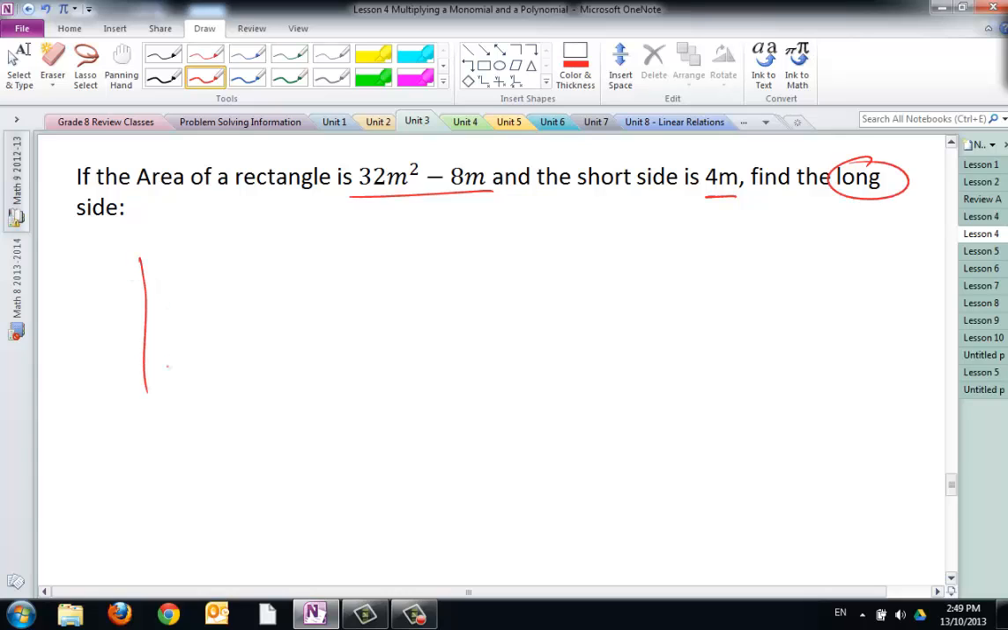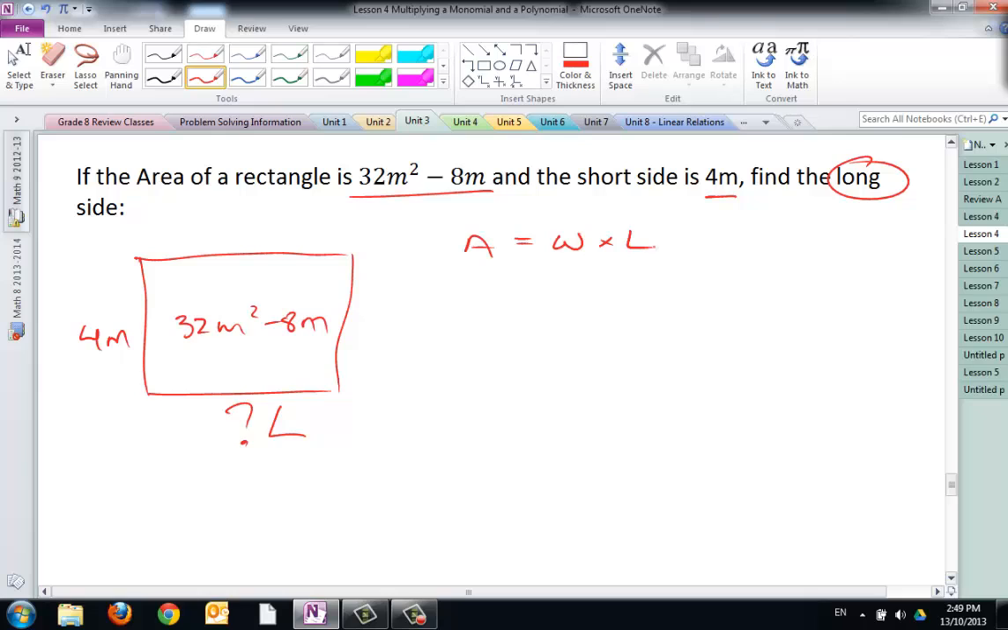So let's draw ourselves a picture. A rectangle. I know the area is 32m squared minus 8m. And the short side is 4m. I'm looking for this. That side. We'll call that side L. Now I know that the area of a rectangle is equal to the width times the length. I know that the area is 32m squared minus 8m. And that's going to be equal to 4m times our missing length.